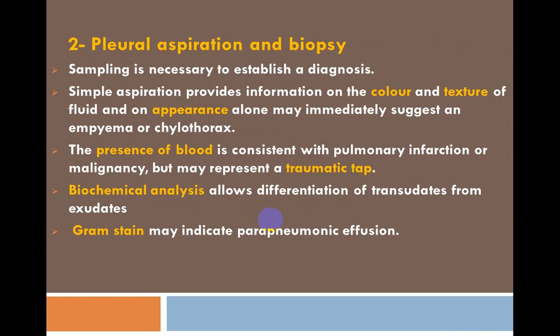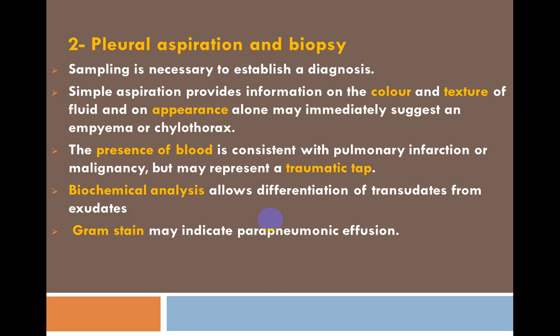Another investigation is pleural aspiration and biopsy. This sampling is necessary to establish the diagnosis, and simple aspiration provides information on the color, texture and appearance, which may immediately suggest an empyema or chylothorax. So the appearance, the color and the texture can lead to the underlying or suspected diagnosis. Sometimes the presence of blood is consistent with pulmonary infarction or malignancy, and may be a traumatic tap. Sometimes a traumatic tap leads to the appearance of blood in the pleural aspiration. So the appearance, the color and the texture are very important.